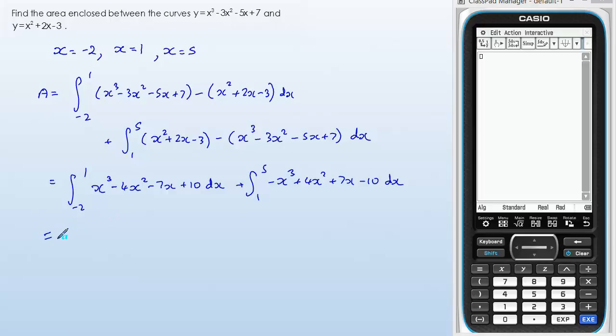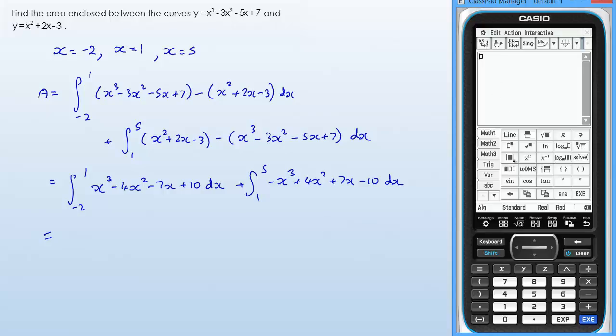Now clearly we can do these, but you're just going to be watching me doing lots of calculations. You're not really going to learn anything. So I'm going to actually use the calculator to just shorten the process. And so we've got negative 2 to 1 of x cubed minus 4x squared minus 7x, add 10 dx. That's 99 over 4.